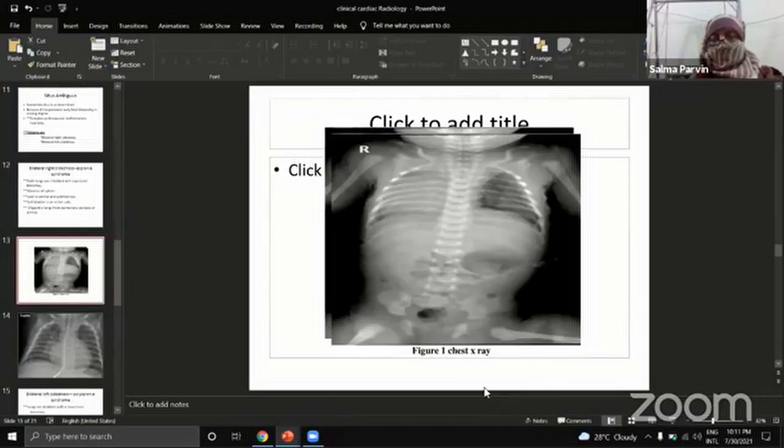This is situs inversus, with the liver on the left side. So this is situs inversus.